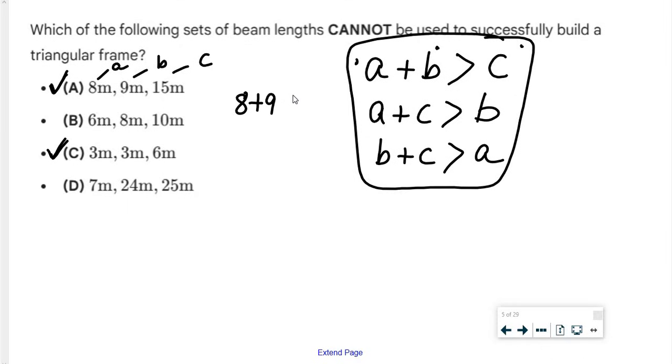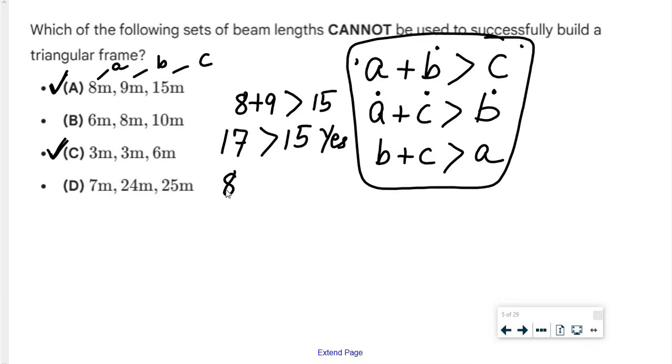8 plus 9 should be greater than 15. Now 8 plus 9, that is 17. What you're supposed to do is just look at if 17 is bigger than 15. The answer is yes. The next one is A plus C should be bigger than B.